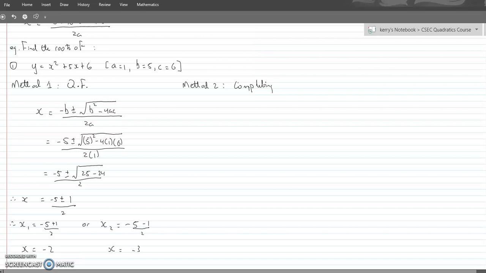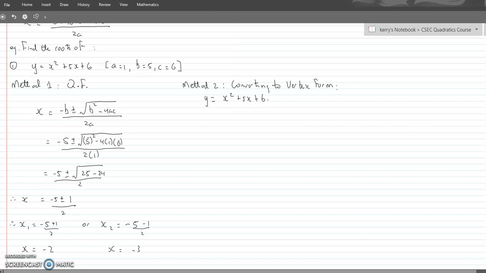Completing the square, or actually not completing the square, it is converting to vertex form first. So if we have to convert this to vertex form now, the first thing you have to do is y is equal to x squared plus 5x plus 6, and then you go through the whole series of steps to convert this into vertex form.